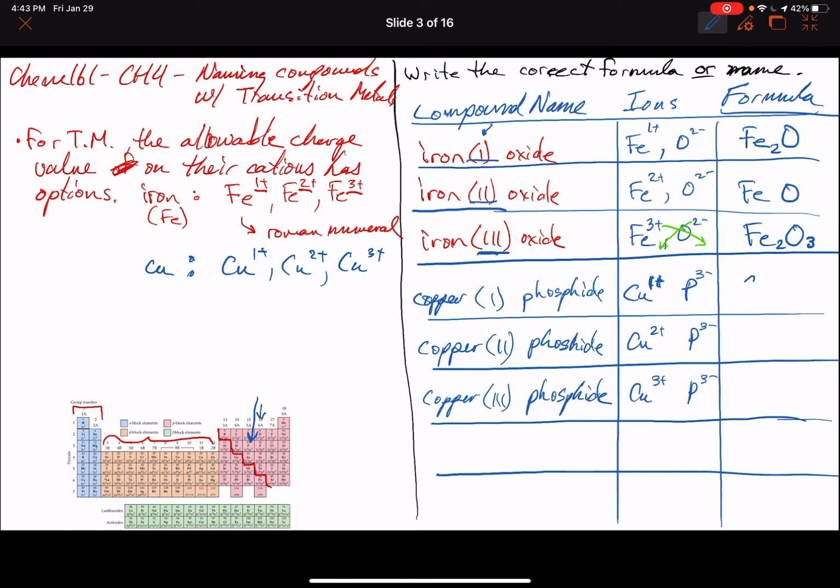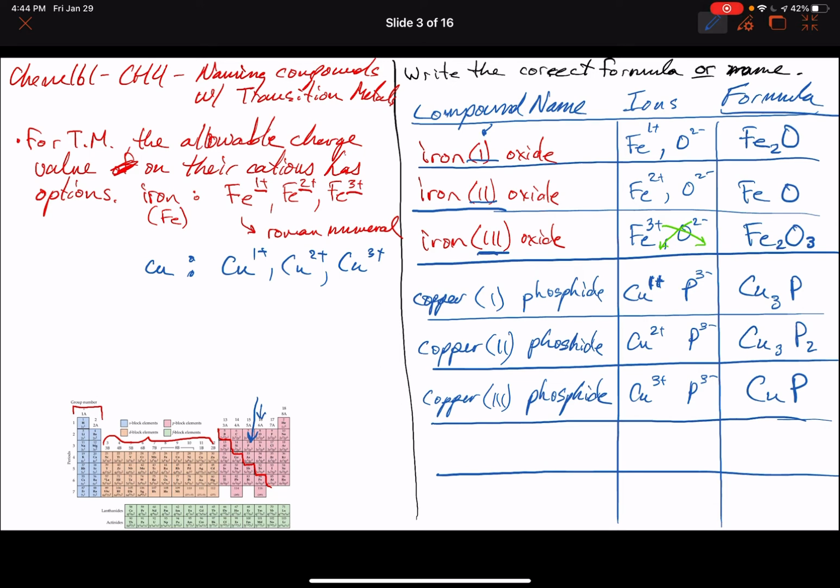So hopefully you predicted Cu3P for the first example, Cu3P2 for the next example, and finally CuP for the last example, noting that the subscripts could be simplified further to simply be a 1-to-1 ratio to ensure electron neutrality in that compound. Okay, so that's how we use additional details to reflect the options that we see for the transition metals.